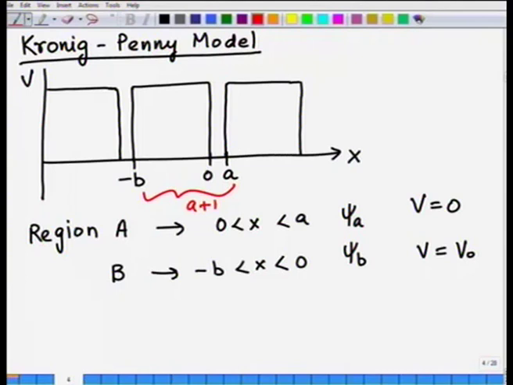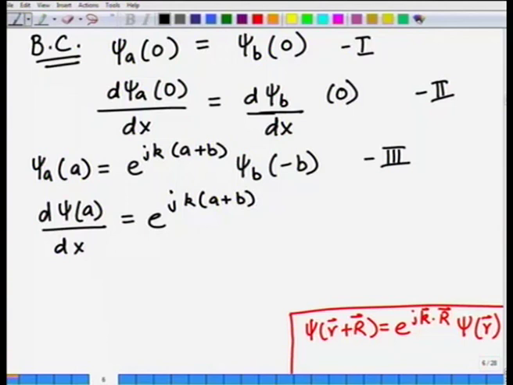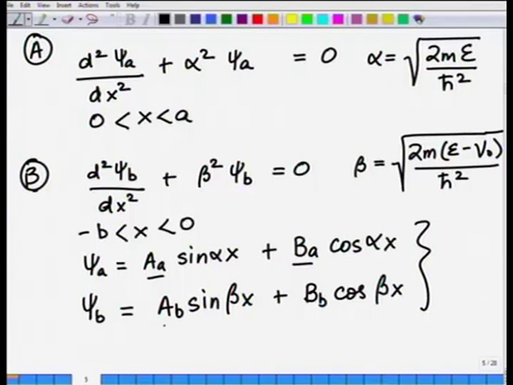And likewise, the fourth boundary condition is dφ_A/dx at a should be equal to e^{jk(a+b)} dφ_B/dx at minus b. These are the periodic boundary conditions, a consequence of periodicity, conditions 3 and 4, and 1 and 2 are the continuity at x equal to 0. So, these are the four boundary conditions, and I have four constants in there, which I need to determine, or I have to solve it as a characteristic value problem. An eigenvalue problem is what I may have to solve this as.